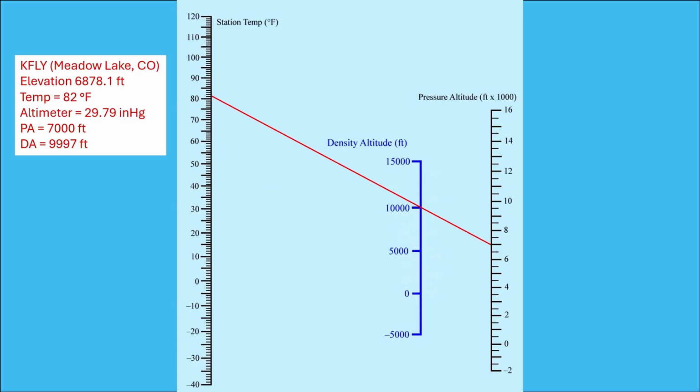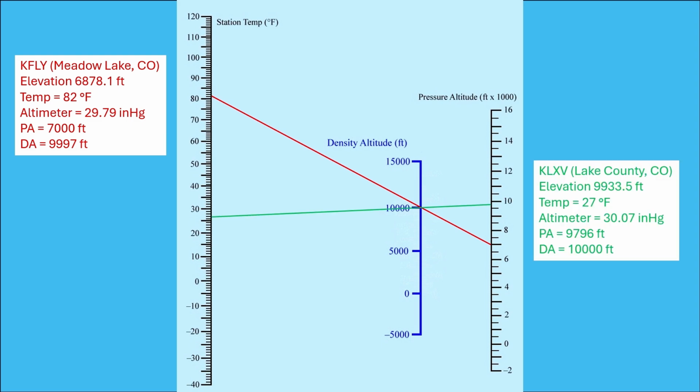Here's another density altitude case from my home airport, Meadow Lake. With an elevation of almost 6,900 feet, it doesn't have to get too warm before the density altitude gets to be a real concern. The conditions shown here result in a 10,000-foot density altitude. Lake County Airport in Leadville, Colorado, the highest elevation airport in North America, is even worse.